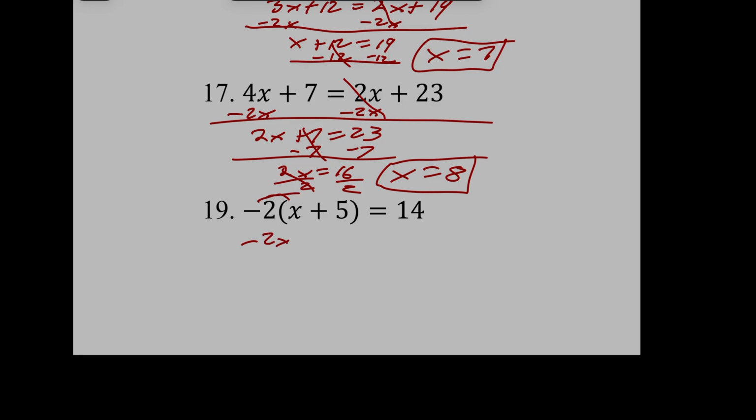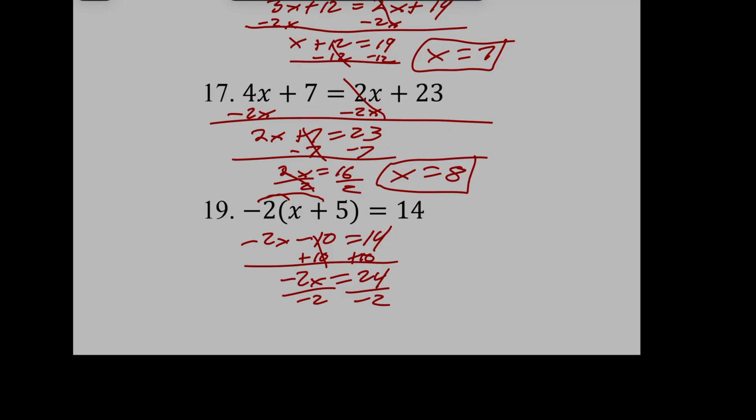What's negative 2 times positive 5? Negative 10 equals 14. Now it's just a two-step equation. So I'm going to add 10 to both sides. That's step number 1, and step number 1 leaves me with just one variable term. And step number 2 is I divide by that.